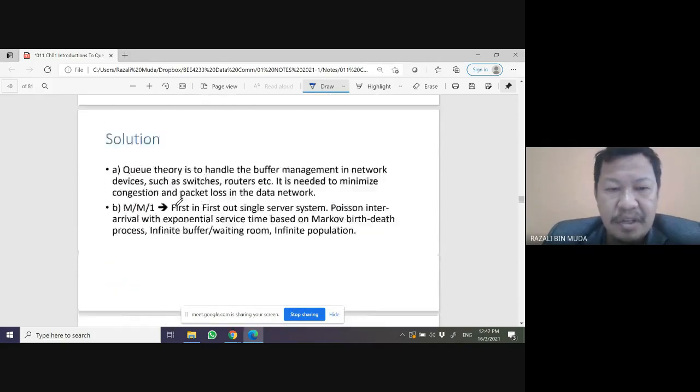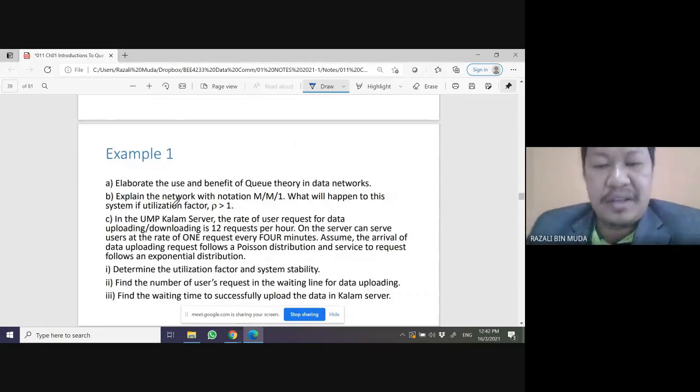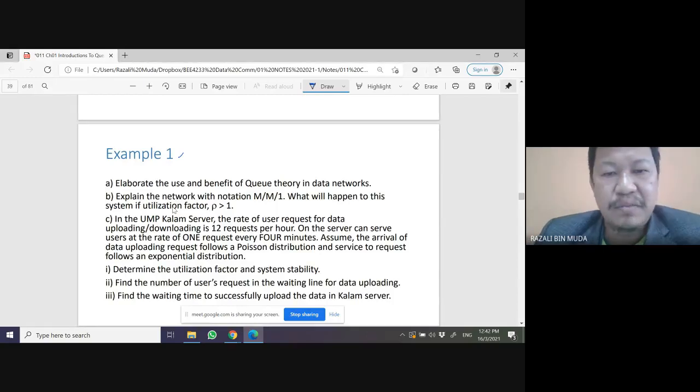Okay. So we will discuss one example. First, elaborate the benefit of queue theory in data networks. B, explain the network with notation M/M/1. What will happen to this system if the utilization factor rho is more than 1?